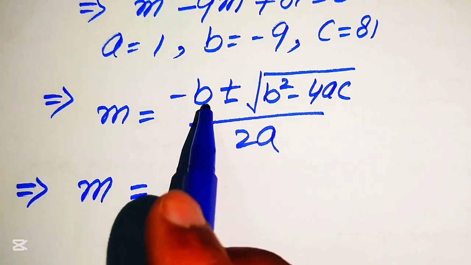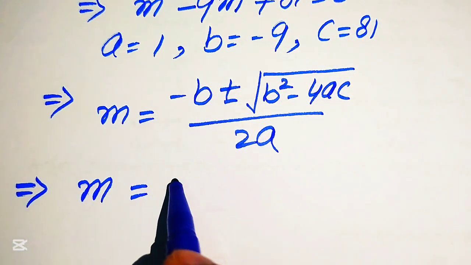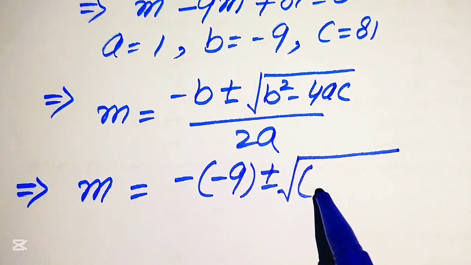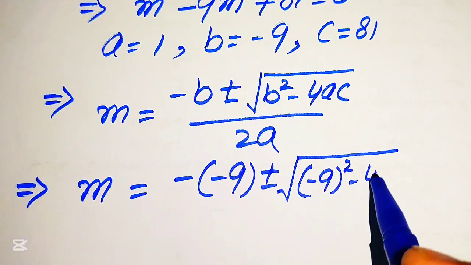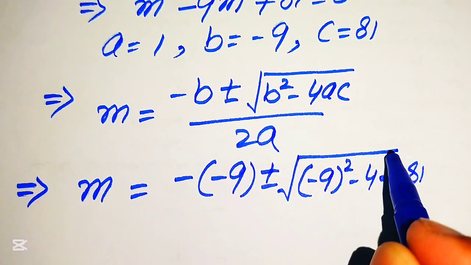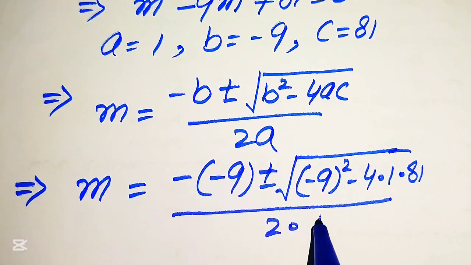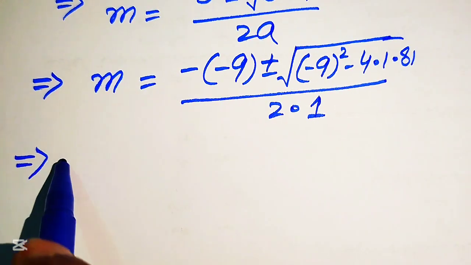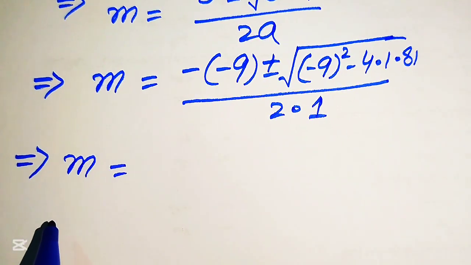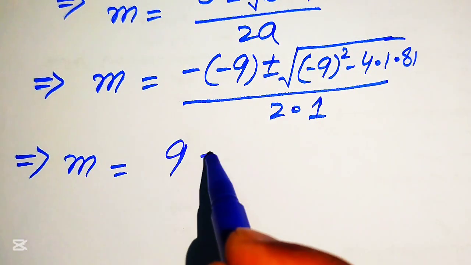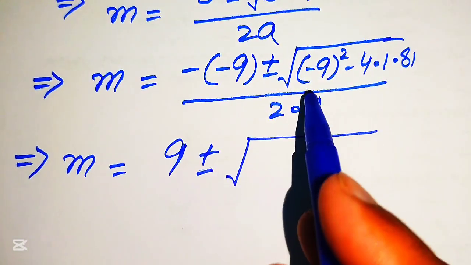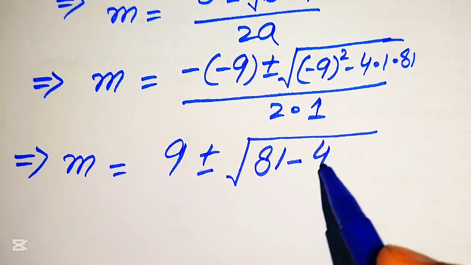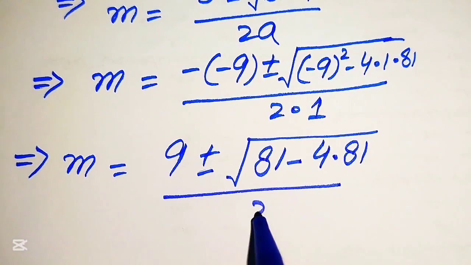Now we need to substitute the values of a, b and c here. We have b equal to minus 9, so when we put this value here it becomes minus times minus 9, plus or minus square root of b squared, which is minus 9 squared, minus 4 times a, which is 1, times c, which is 81, divided by 2 times a. Here our a is also equal to 1. In the next step we simplify: m equals, minus times minus becomes plus 9, plus or minus square root of minus 9 squared, which is 81, minus 4 times 81, divided by 2.